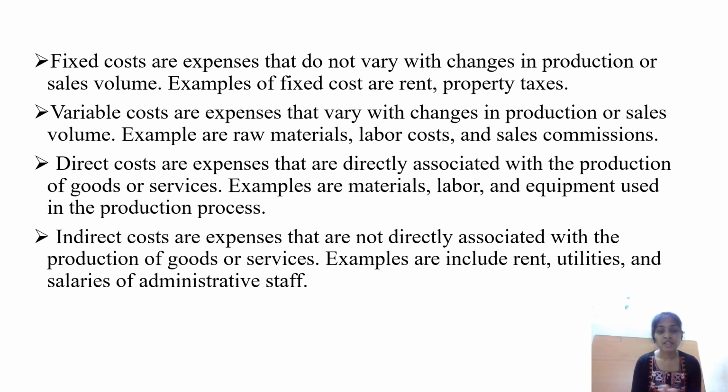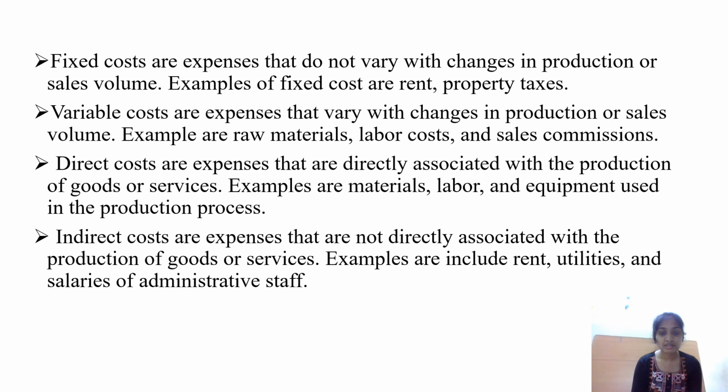Variable cost. Variable costs are the expenses that change in direct proportion to the level of production or sales. Examples of variable costs include direct material, direct labor, and sales commissions. These costs are typically analyzed separately from fixed costs, which remain constant regardless of the level of production or sales.